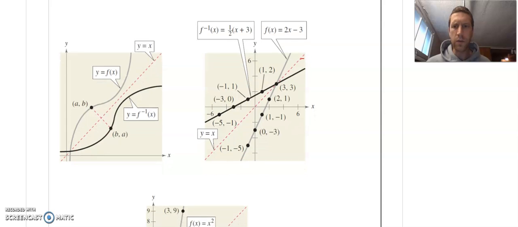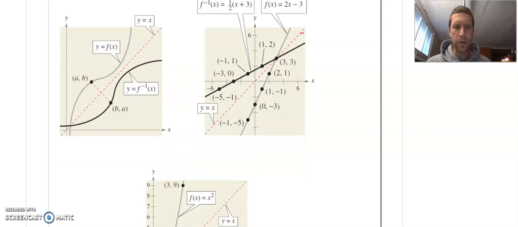So let's look visually. Here's three separate examples. You'll see in each of these, the light gray is the original function. We'll call it f of x. And then the black is the inverse of f of x. We say f to the -1 of x.